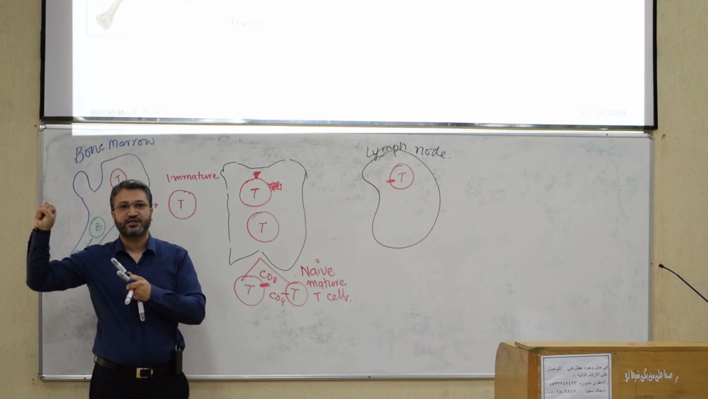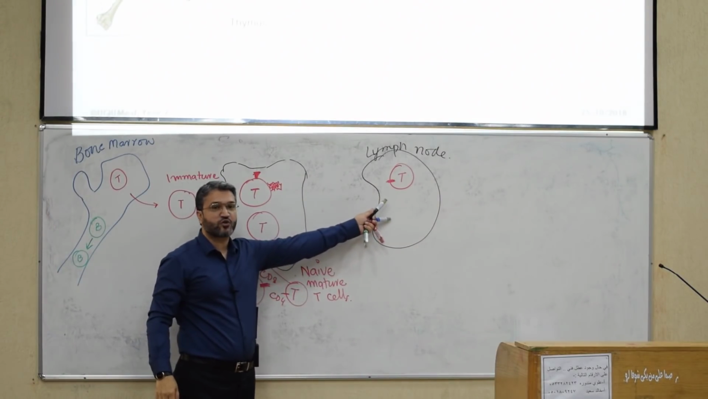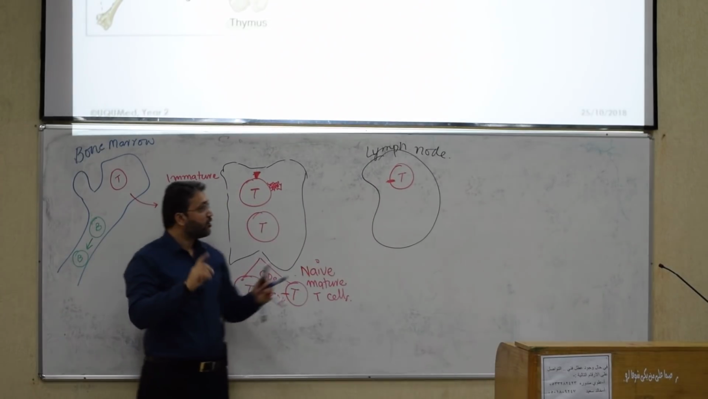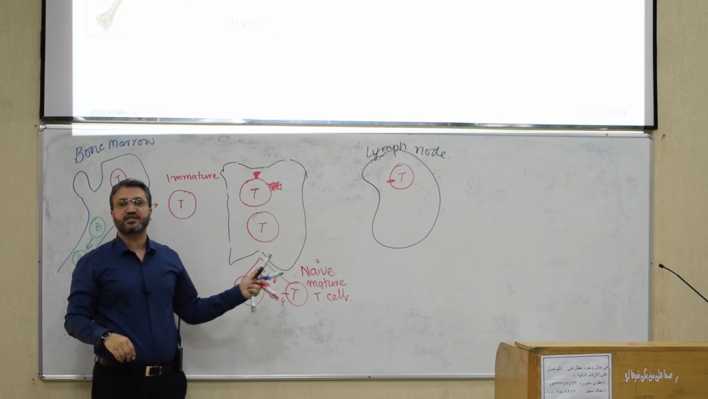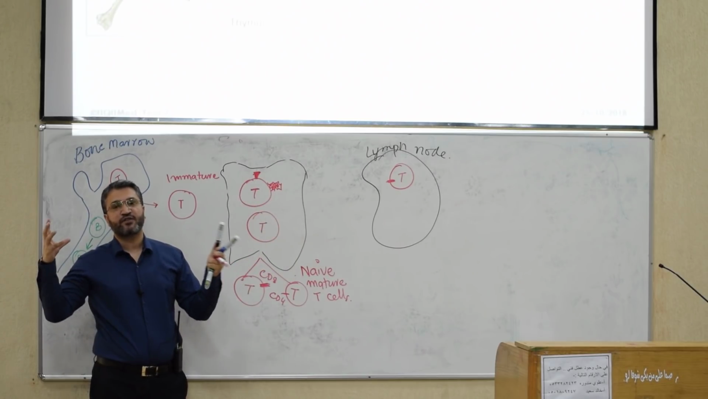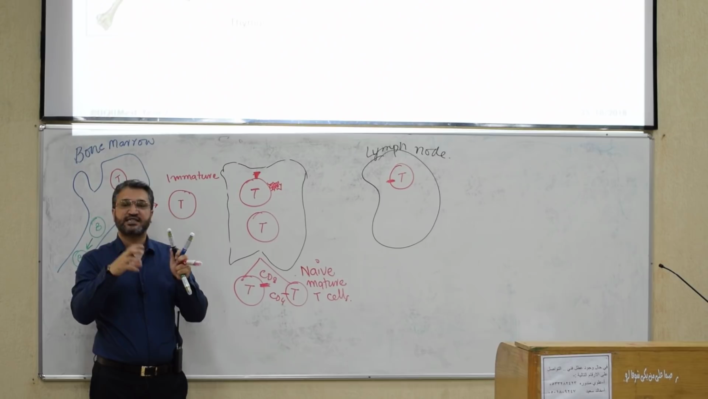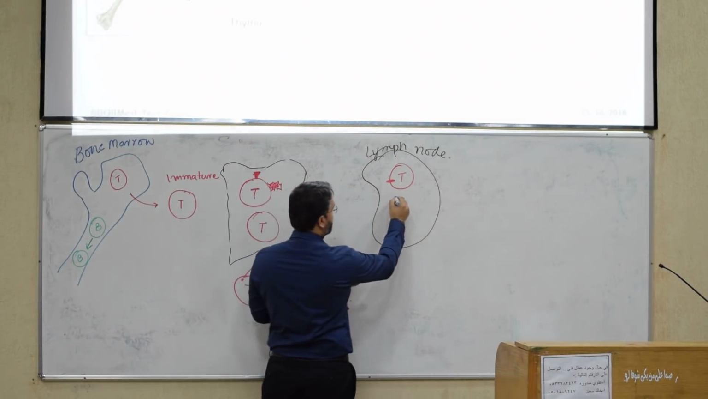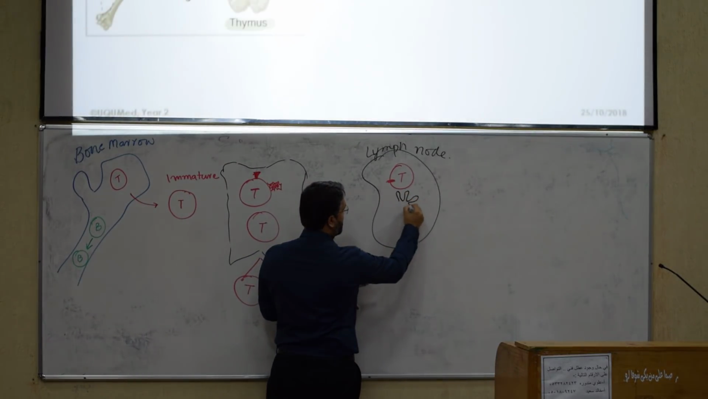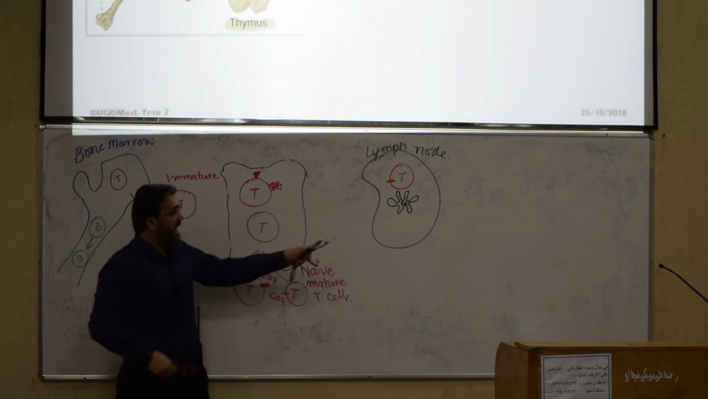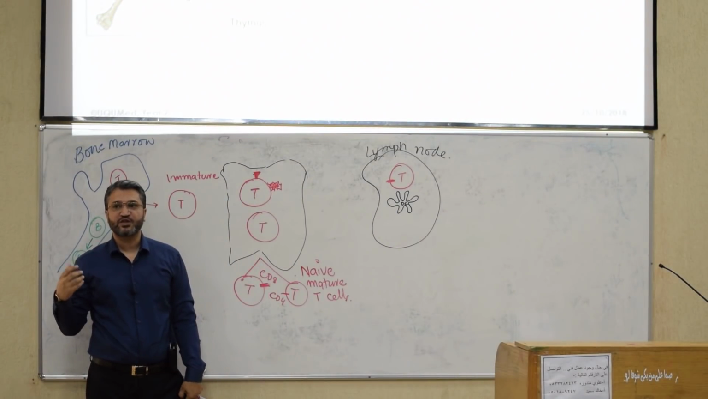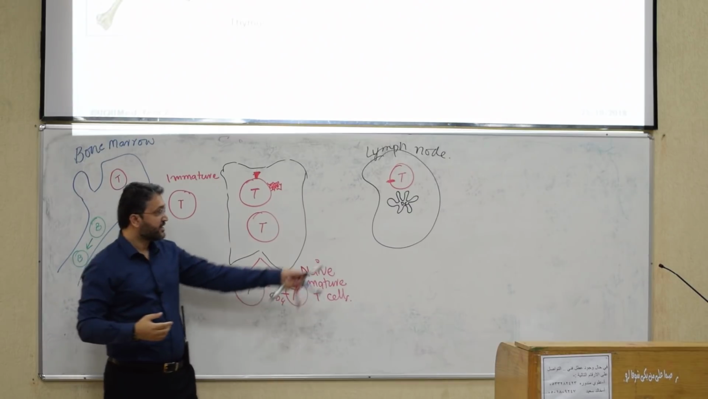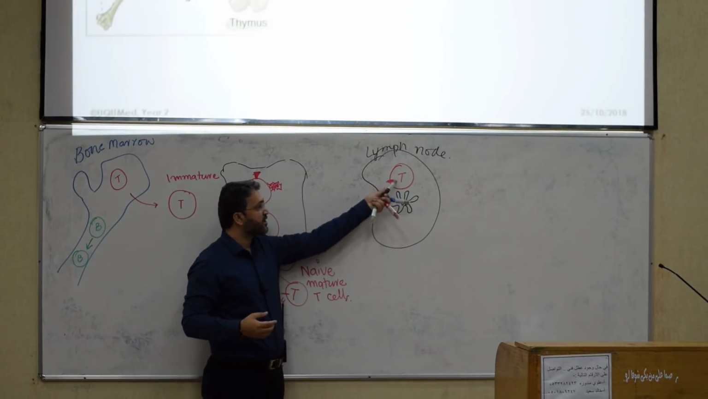Their job is to capture the antigen and take it to the lymph node and present it to the T cell. Now, the first time a naive mature T cell encounters the antigen, it will be with the help of a dendritic cell talking to a T cell. By the way, how is this dendritic cell going to recognize the pathogen? With which receptors? PRR. They recognize the pathogen, now they are going to present it.